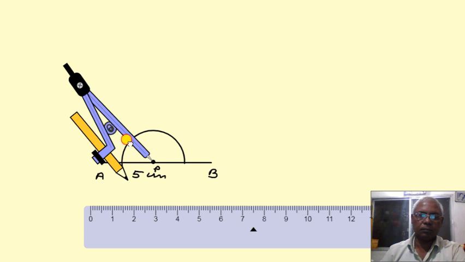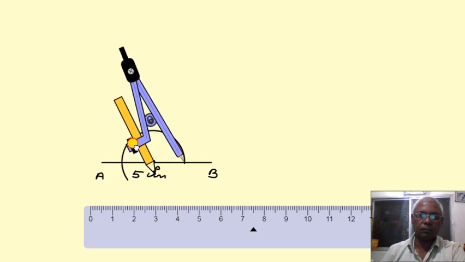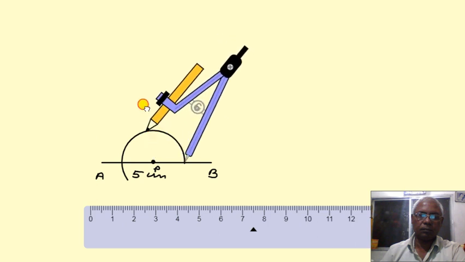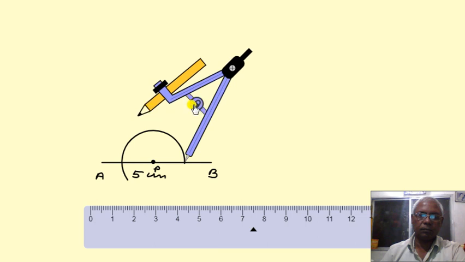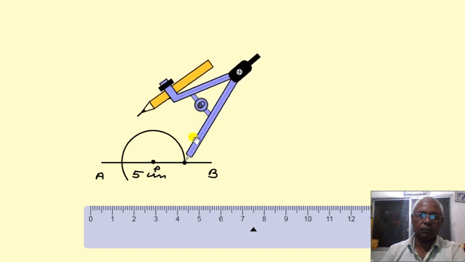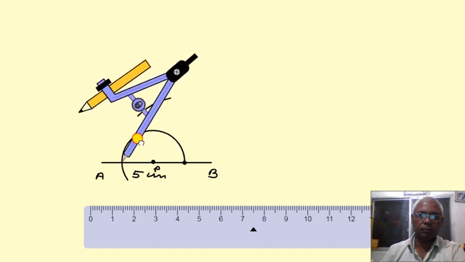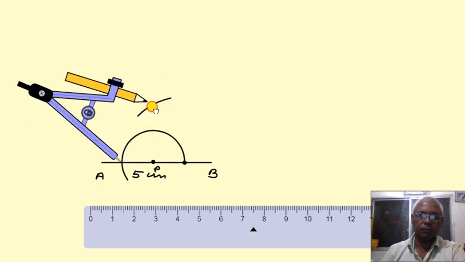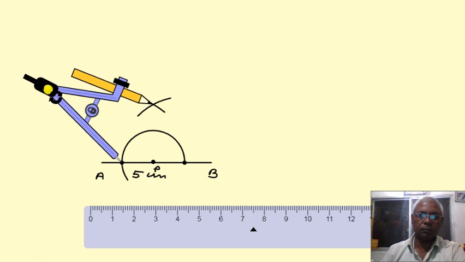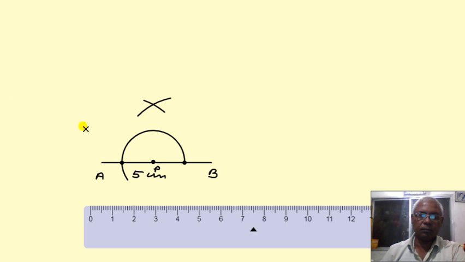Now keep the compass at that point, increase the distance, fix it, and make an arc like this. Once again keep it at this point and make an arc like this one. Now join the intersection. Remove the compass and join with the help of the scale, like this.